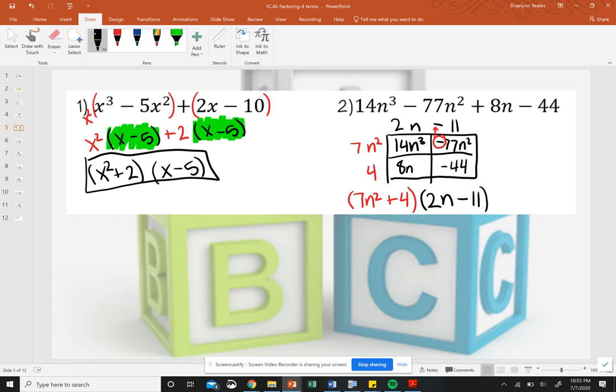Now let's check that real quick. So it's negative 11 times 7n squared, negative 77n squared. Yes. What about negative 11 times 4? Is that negative 44? Yes. So that's how we know we've done it correctly.